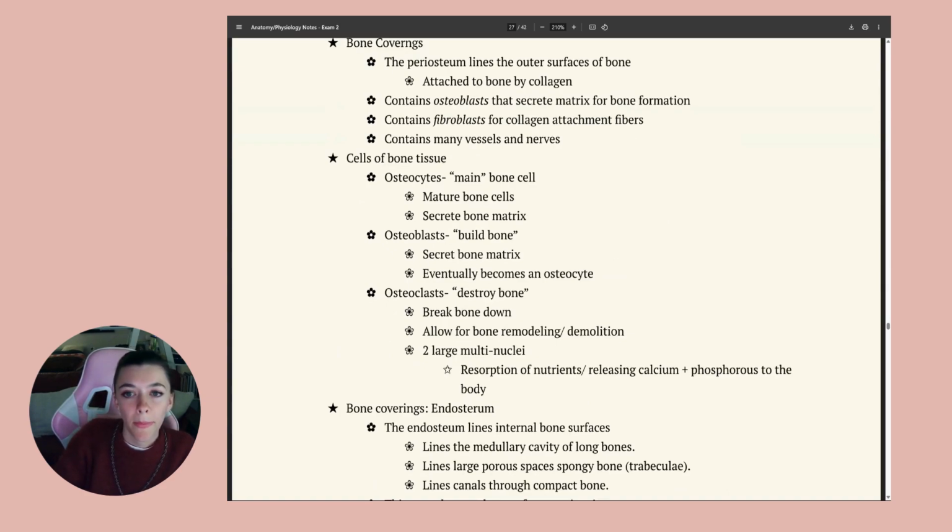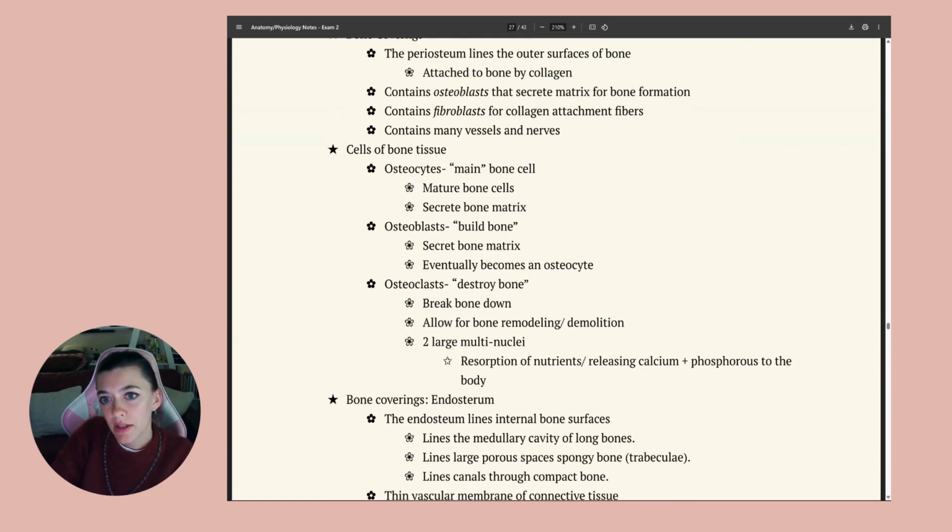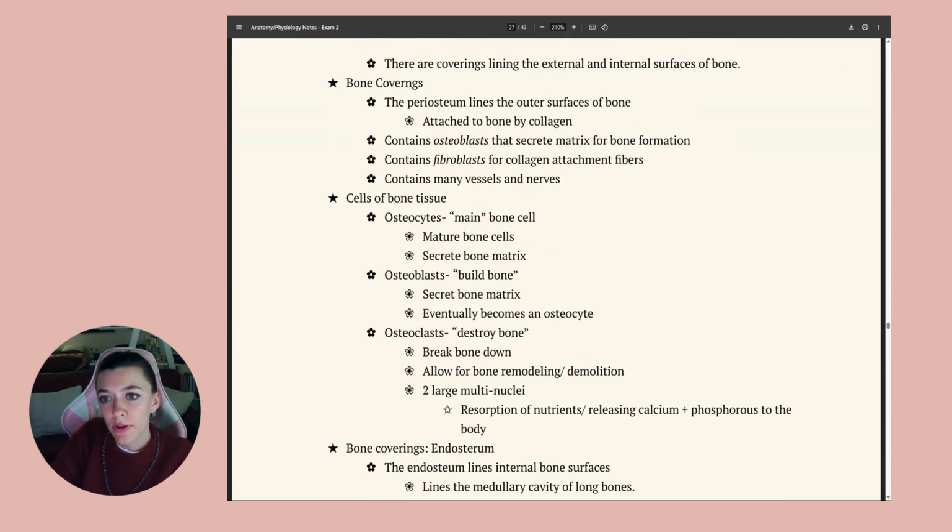Bone coverings. The periosteum lines the outer surfaces of bone. Attached to bone by collagen. Remember, peri is basically like around, surround. So that's a good way to remember that the periosteum is what lines the outer surfaces of the bone. So the periosteum also contains osteoblasts, which secrete matrix for bone formation, and they contain fibroblasts for collagen attachment fibers. Contains many vessels and nerves.